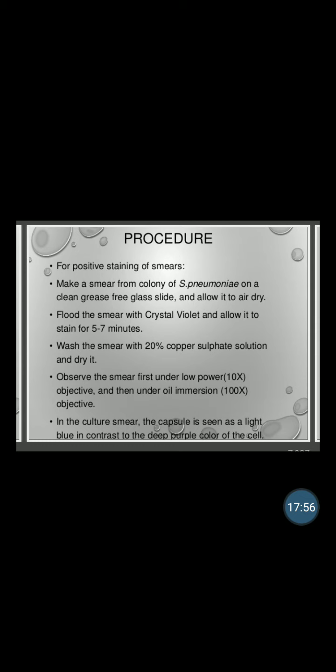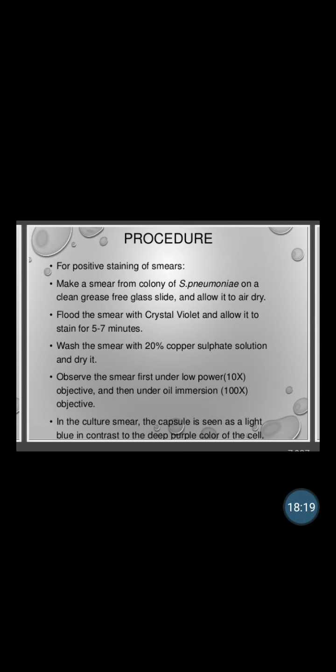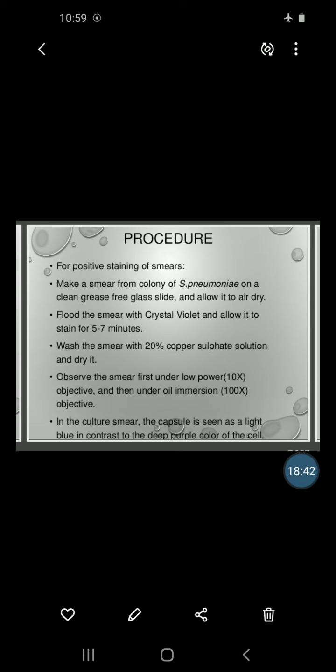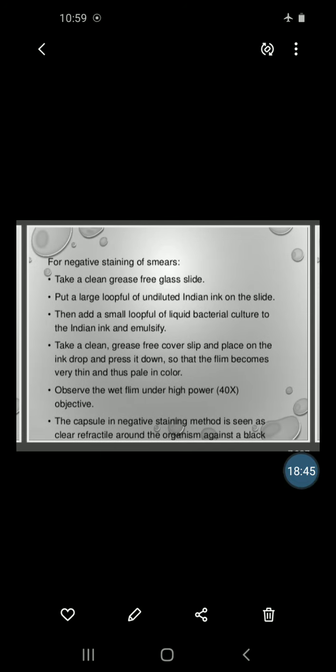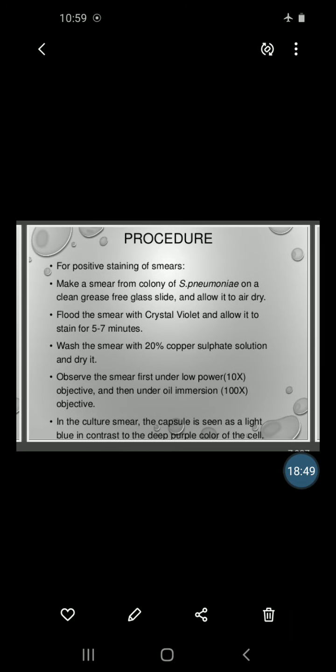What is the procedure for positive staining of smear? Make a smear from a colony of Staphylococcus pneumoniae on a clean grease-free glass slide, then allow it to air dry. Then flood the smear with crystal violet and allow it to stand for 5 to 7 minutes. Then wash the smear with 20% copper sulfate solution and dry it. Then observe the slide under the 10x low power objective, and after that under the 100x oil immersion objective. In the culture smear, the capsule is seen as light blue in contrast to the deep purple color of the cell. This is all about the positive staining of smear.